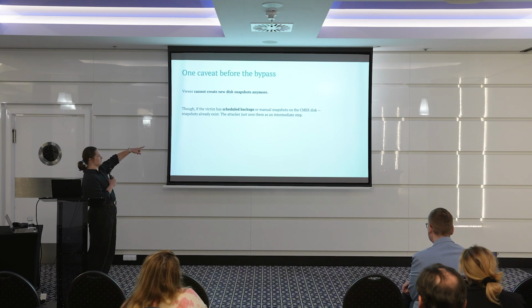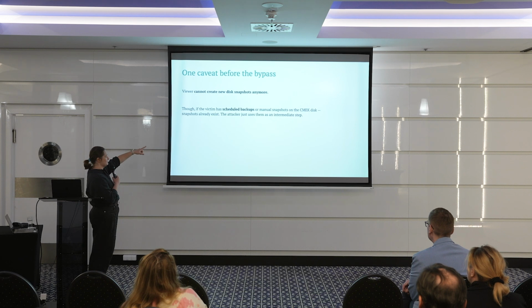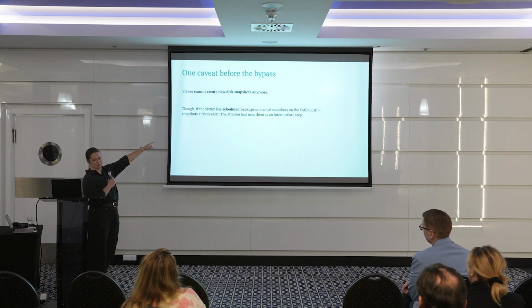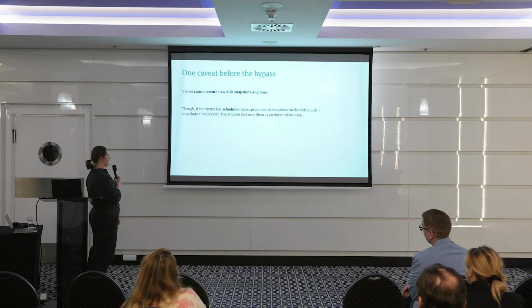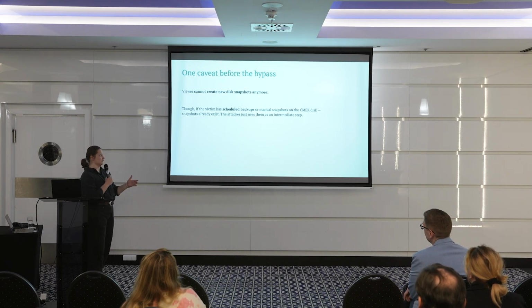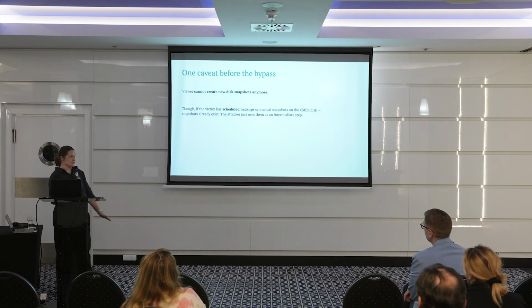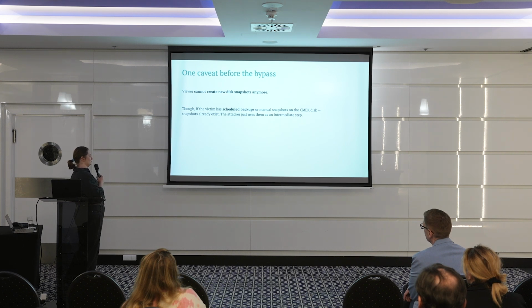if the victim has already enabled scheduled backups, and this is actually something that GCP recommends, and if you were to create the disk through the GCP portal, it automatically creates the disk with scheduled backups, and also all of the production disks that I faced do have scheduled backups enabled just because it's a production system. Or if the disk already has a manual snapshot of this customer-managed encrypted disk, the snapshot already exists and is lying in the project. And the attacker just needs a single intermediate step to be able to bypass the fix that Google did.